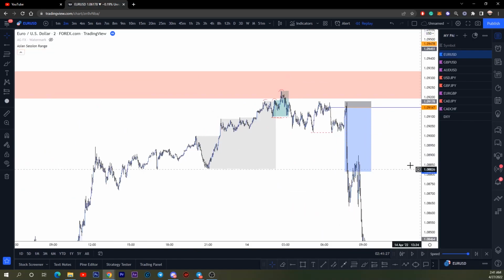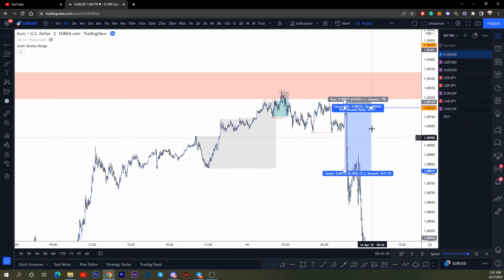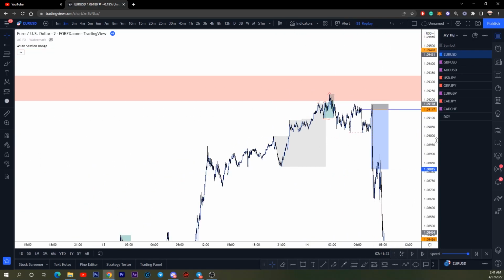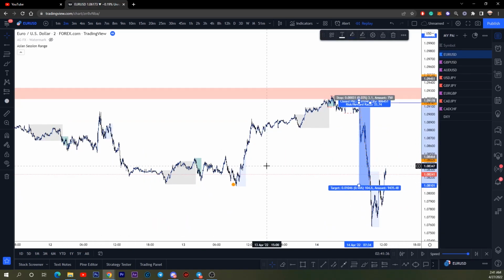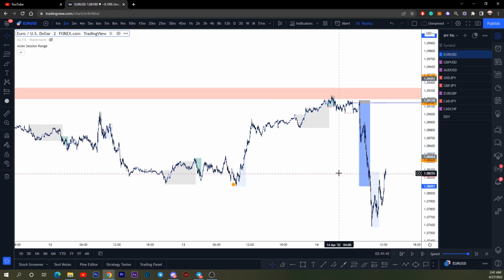And just look at this precise entry. Wouldn't you call this more of a precise entry than this is? Just look at the RR as well, targeting this low, because understand that we were bearish in this scenario, and that's a 1 to 33. Okay, a 1 to 33. Easy trade right there, just being precise.